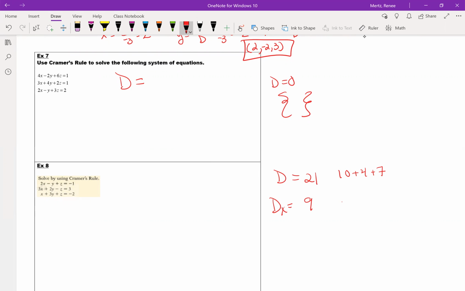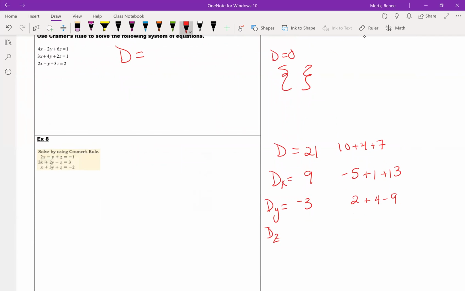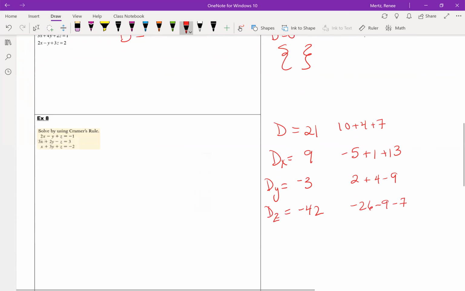The line before it is -5 plus 1 plus 13 in case you need to troubleshoot. D of y is -3. 2 plus 4 minus 9 was the line before it. And D of z is -42. -26 minus 9 minus 7 is the previous line.